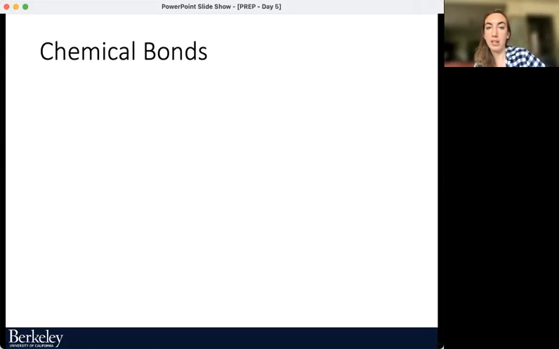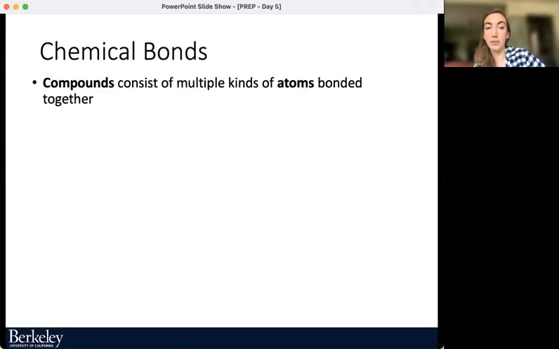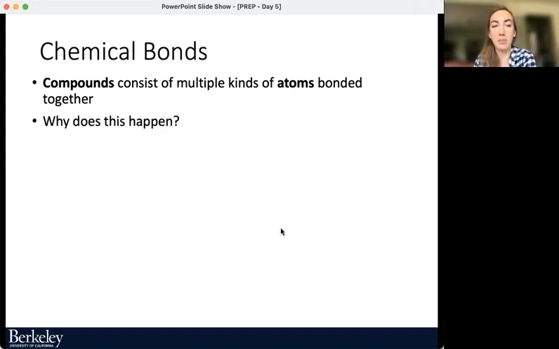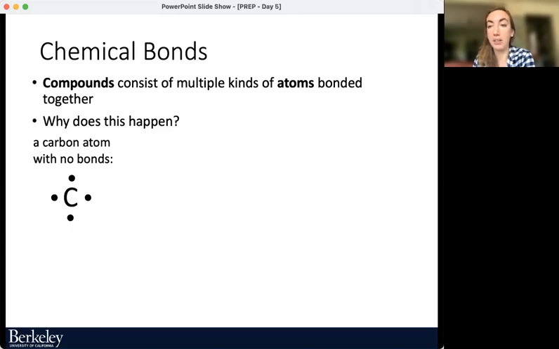So going back to that question about what happens when we don't have a full valence shell. Compounds are multiple kinds of atoms bonded together. So this forms the basis of every cell in your body, like most chemicals that you come across in life have different kinds of atoms bonded together. So why does this happen? It happens because atoms want to have a full valence shell. So carbon has 4 valence electrons. We've counted that before. And so when it has no bonds, it's not very happy.